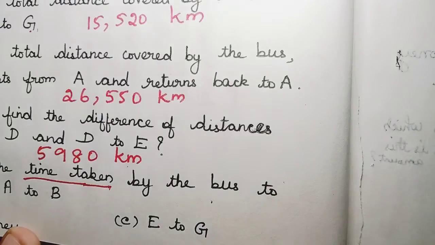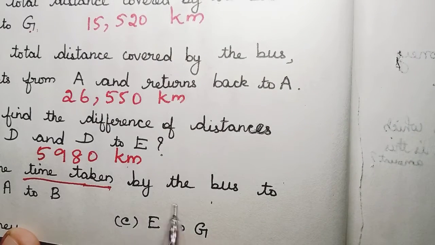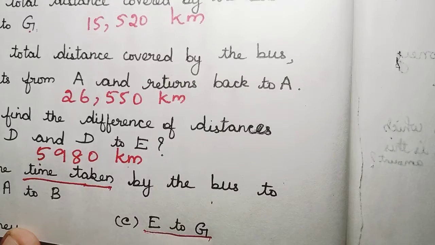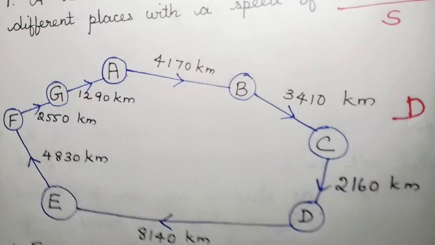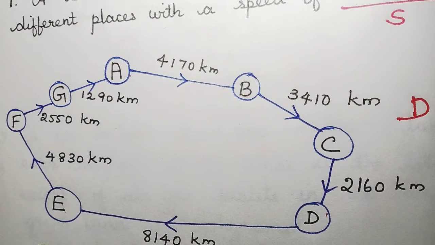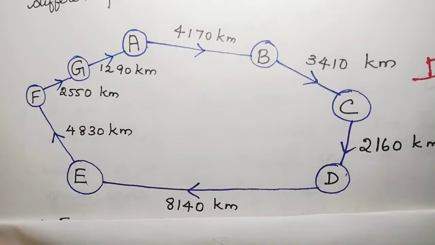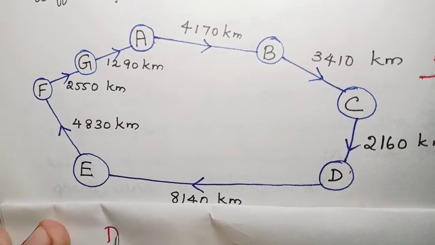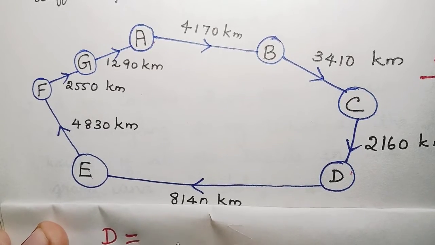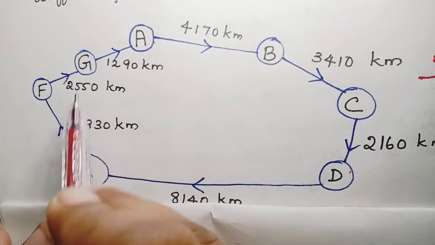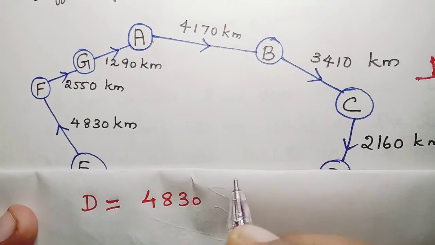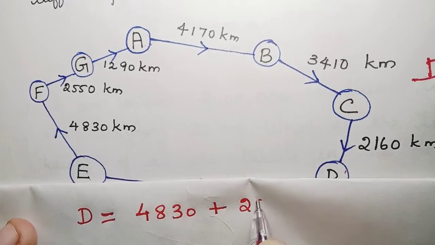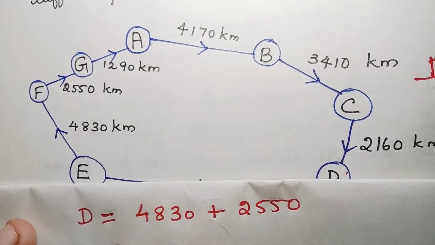Next question. Find the time taken by the bus to travel from E to G. First you have to find out the distance between E and G. Distance from E to G means you have to add these two terms: 4830 plus 2550. Find out what the answer is here.